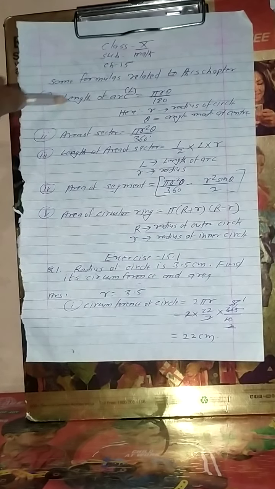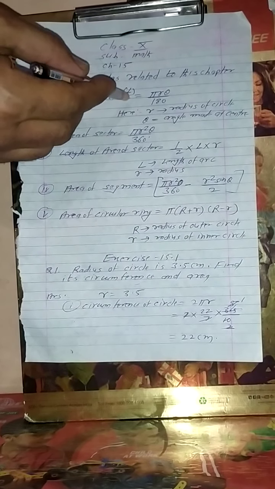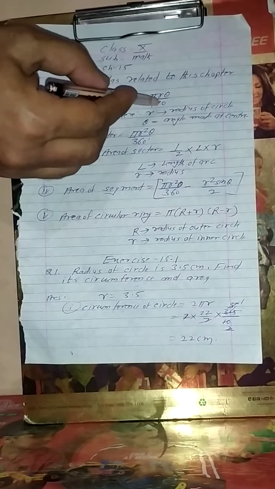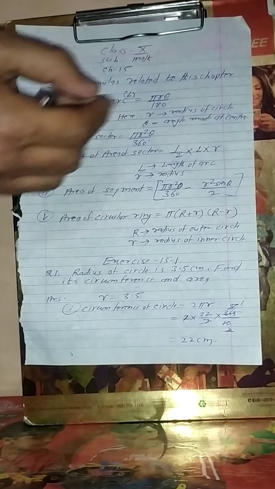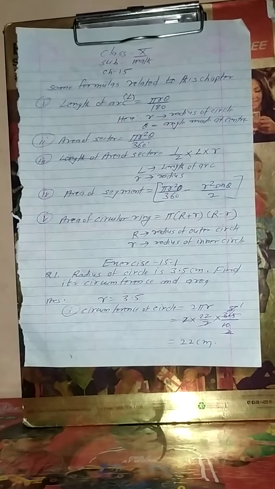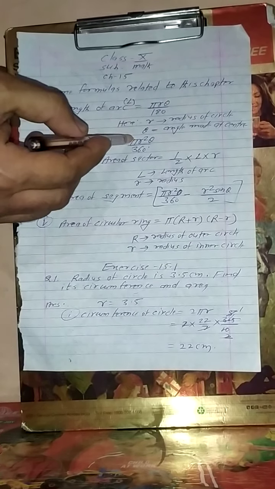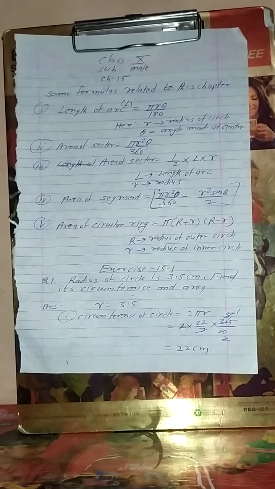First formula is the length of arc. It is expressed by L. The formula is pi r theta upon 180. In this formula, r is the radius of the circle and theta is the angle made by the radius at the center. Second formula, area of sector equal to pi r square theta upon 360.